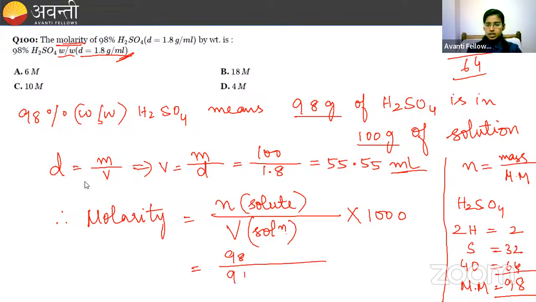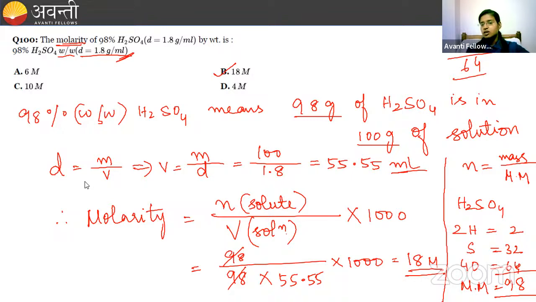Let me substitute that. The volume is 55.55 into 1000. So 98 cancels with 98, and 1000 divided by 55.55 is equal to 18 molar, which is the molarity of 98% H2SO4. So option B is the correct answer for this question. You just need to memorize the molarity formula and find the terms required. Since both terms are not given in the question, we find them using the given relation. Got it?